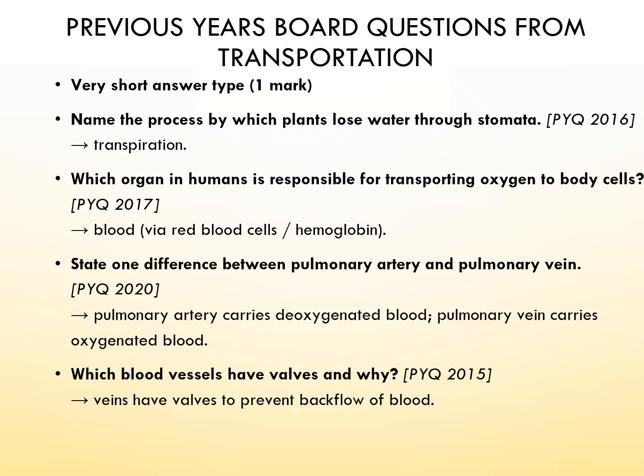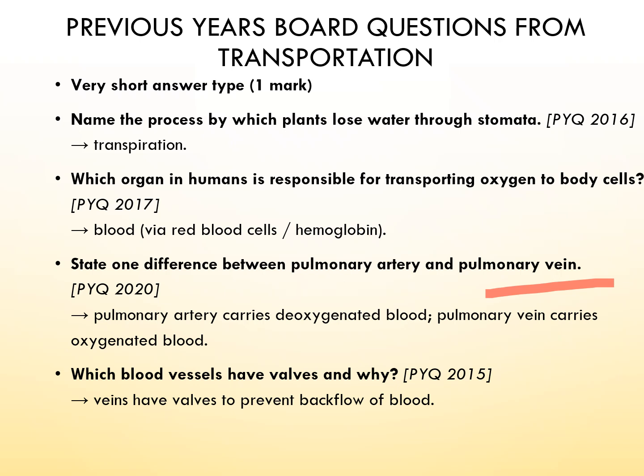Next, state one difference between pulmonary artery and pulmonary vein. Pulmonary artery and pulmonary vein are the exceptions. I have told you all the arteries carry oxygenated blood, but the pulmonary artery here will carry deoxygenated blood, and the pulmonary vein will carry oxygenated blood.